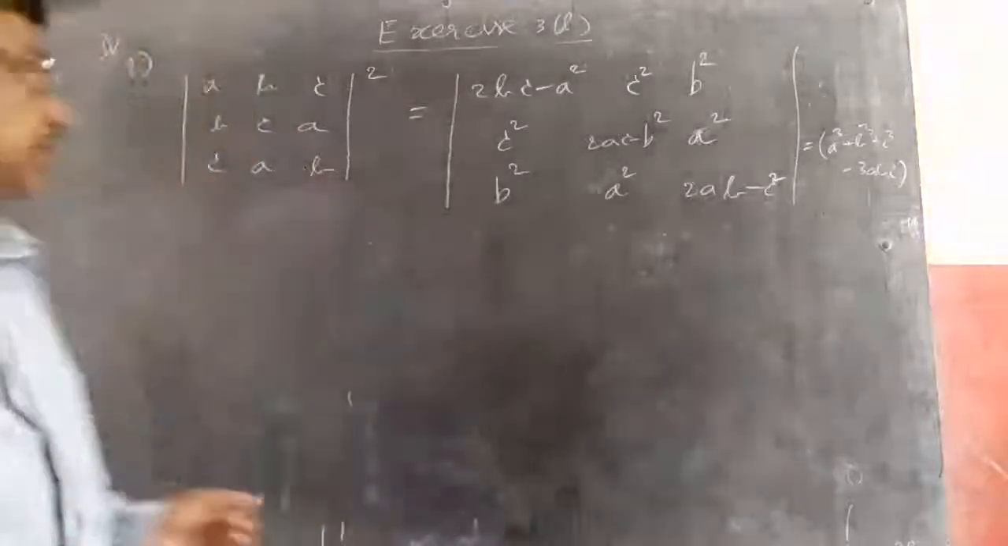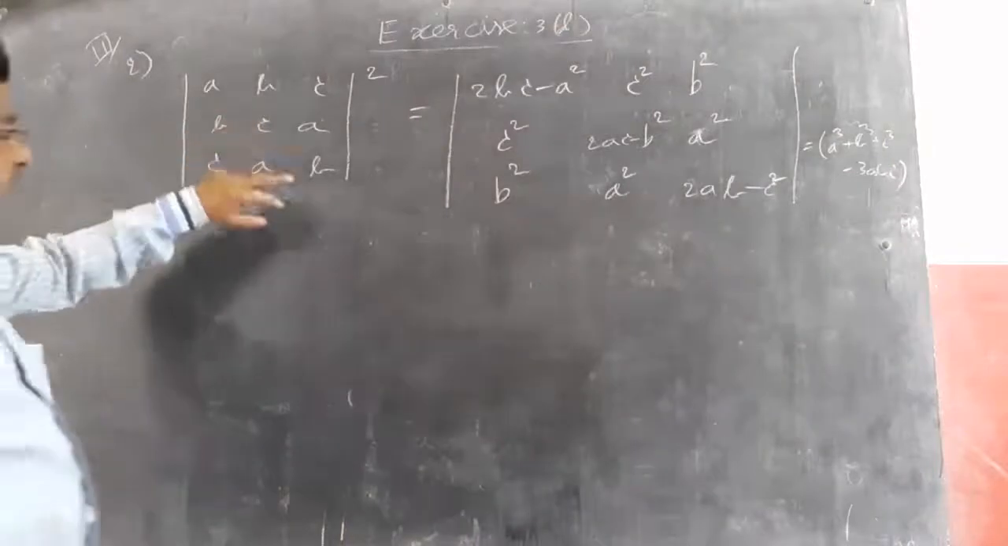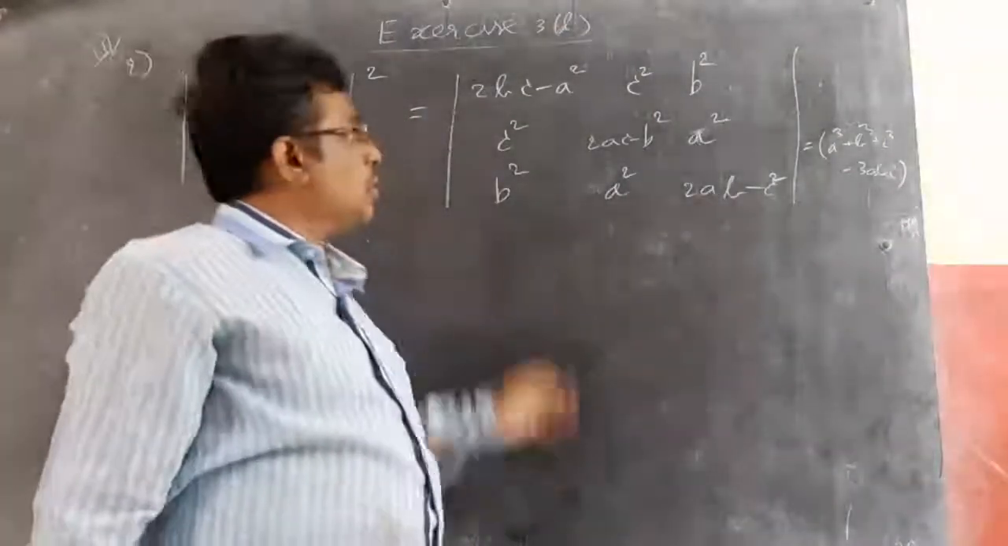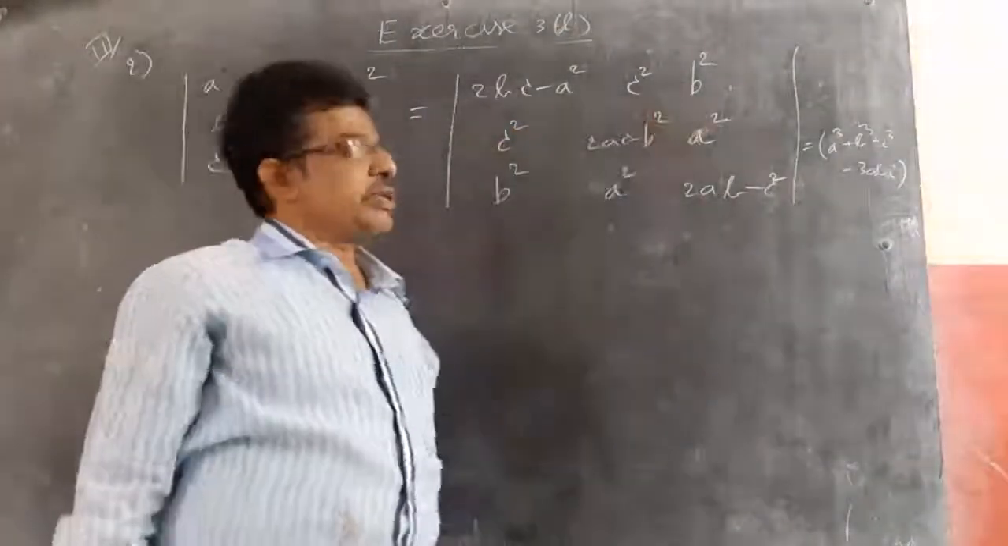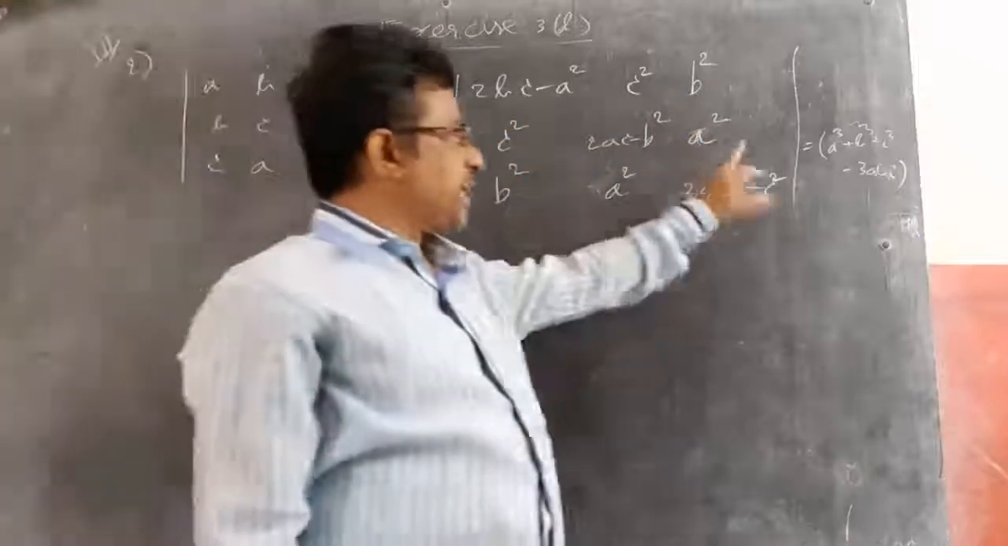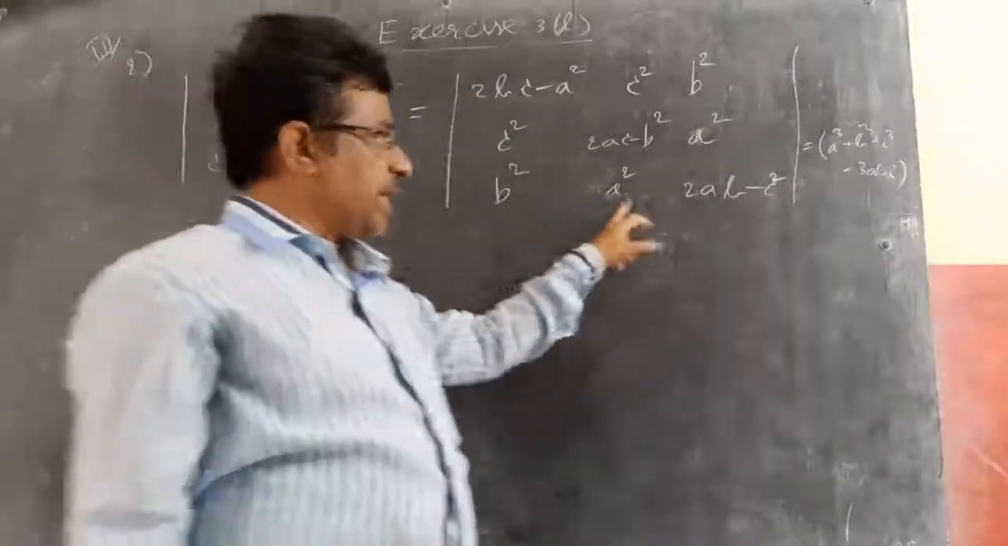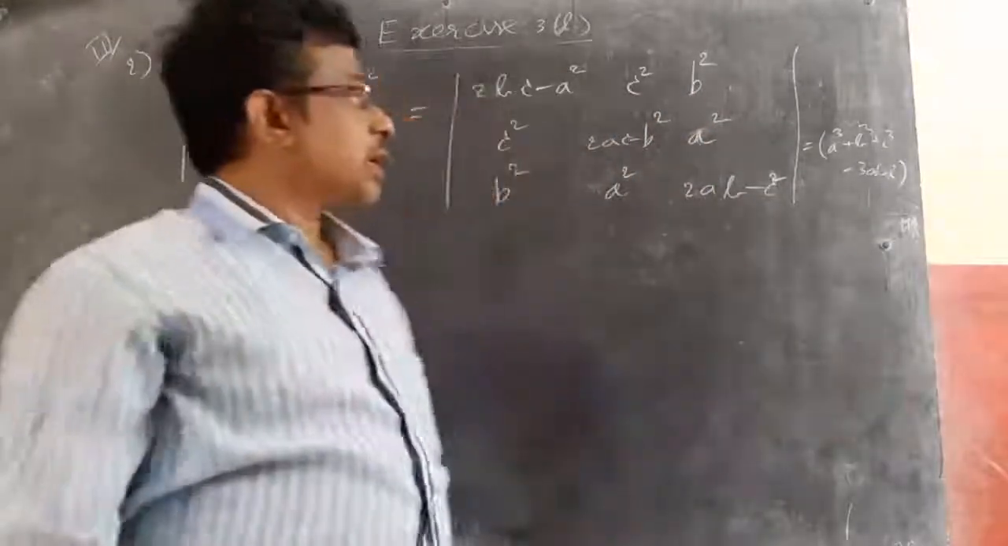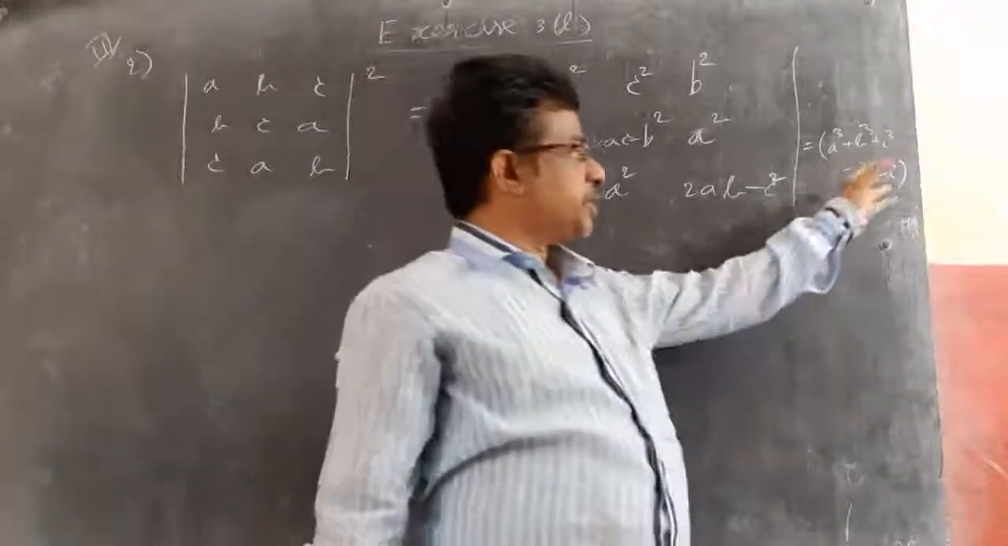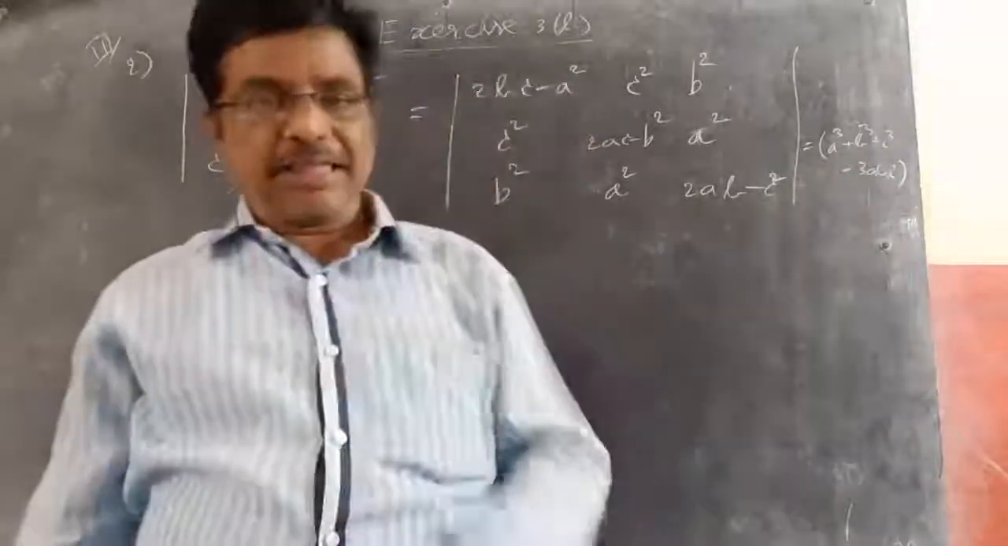Next, a very important sum. Determinant of [a b c; b c a; c a b] whole square equals determinant of [2bc minus a square, c square, b square; c square, 2ac minus b square, a square; b square, a square, 2ab minus c square], and is also equal to a cube plus b cube plus c cube minus 3abc.